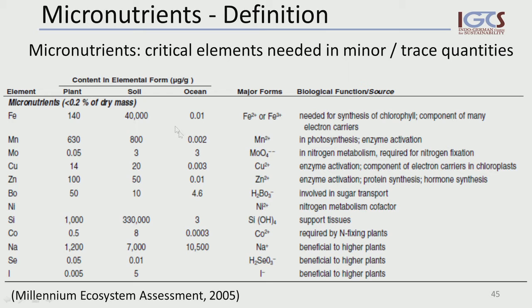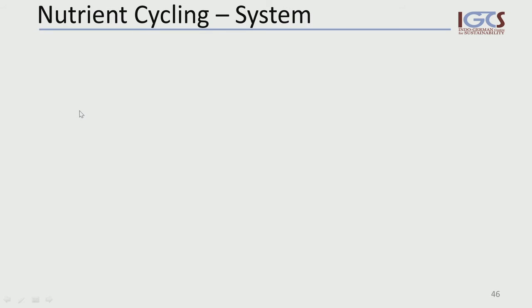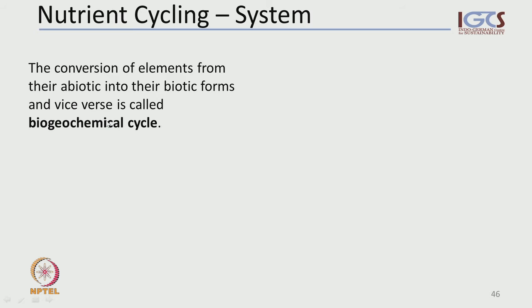They occur usually in minor amounts in the aquatic form and are accumulated either in soil or in plant material. Now let's look into the nutrient cycling as a system. So what we mean by cycling is a conversion of elements from a non-biotic into a biotic form, or vice versa. And that process is usually called a biogeochemical cycle.